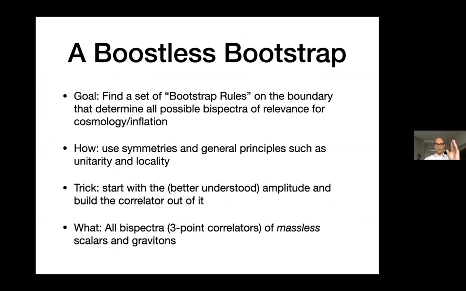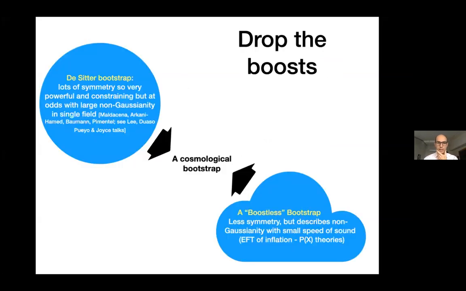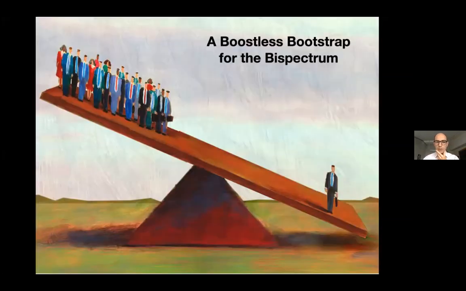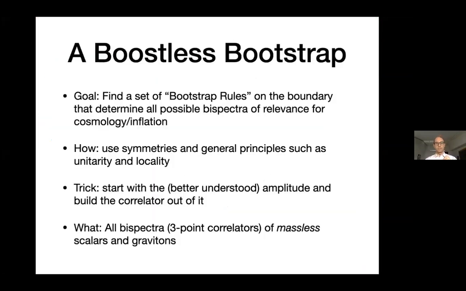So the goal is to find a set of rules that only apply at the boundary, are only functions of the observables, and the solutions to those rules are all the possible correlators. I'm going to be able to do that at the level of the bispectrum, at tree level. I'm going to use general principles and symmetries. And the main trick, as suggested by this drawing, is to use the amplitude as a lever, as a point, and lift up the amplitude, which we understand well, to the full correlator. And I'll be able to derive all bispectra, not necessarily de Sitter invariant, for massless scalars and gravitons.